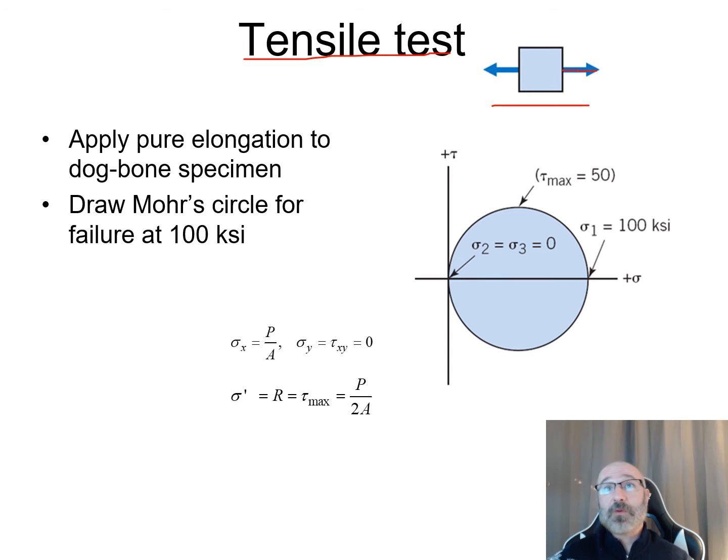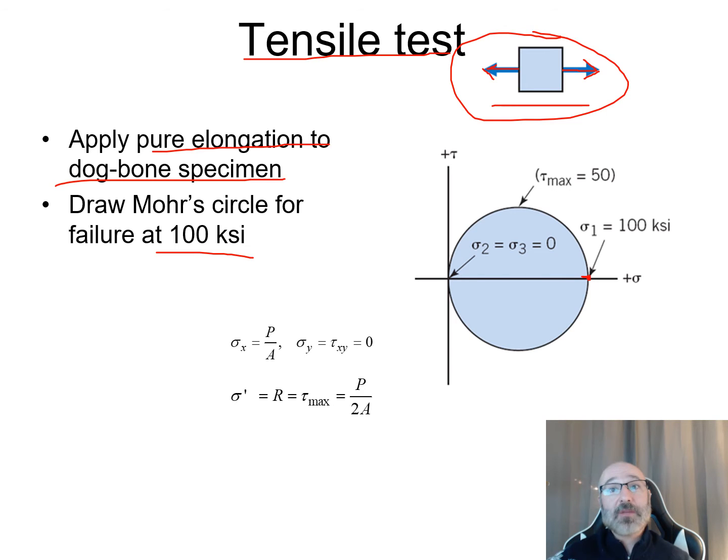So you can see our load, which would be our P and our P prime from our previous slide, for a pure tension test. It tells us in our problem statement, for this simple little diagram, we have to apply a pure elongation to a dog bone specimen. So that's what we're looking at. And we want to draw our Mohr's circle for our failure at 100 KSI. So we know this point out here on our sigma axis is going to be 100 KSI. It starts from 0.